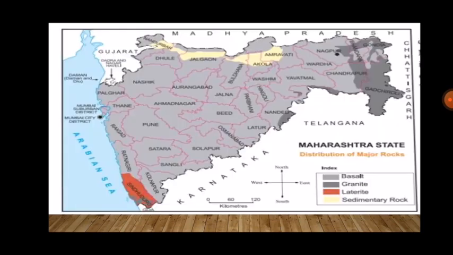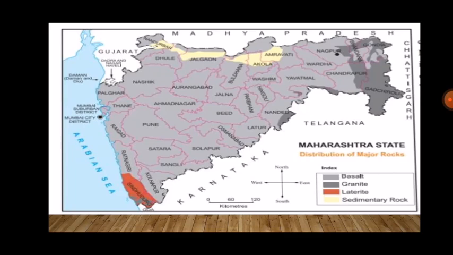Next, we'll see that figure 7.5 shows the distribution of major rocks in Maharashtra. So now where are these different types of rocks found in Maharashtra? List the districts in Maharashtra where rocks other than basalt are found. The basalt rock formed out of volcanic eruption has spread over a large region of our state. Now when you look at the picture, this picture is also there in your textbook. So you can see it in your textbook also.